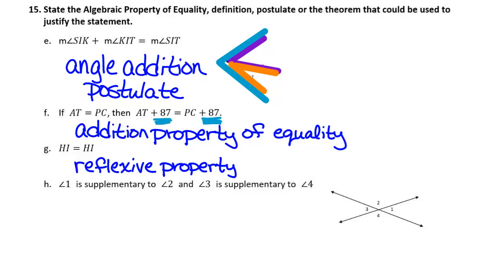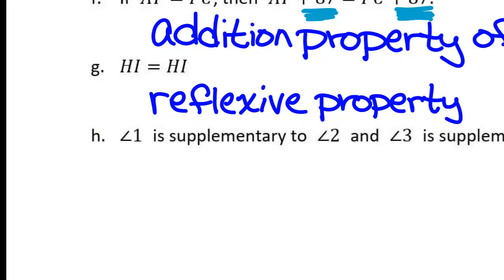Last one, part H. It says that angle 1, right here, is supplementary to angle 2. It also says that angle 3 is supplementary to angle 4. What would we call that pair of angles right there that I have highlighted? A linear pair. So this is our linear pair theorem.